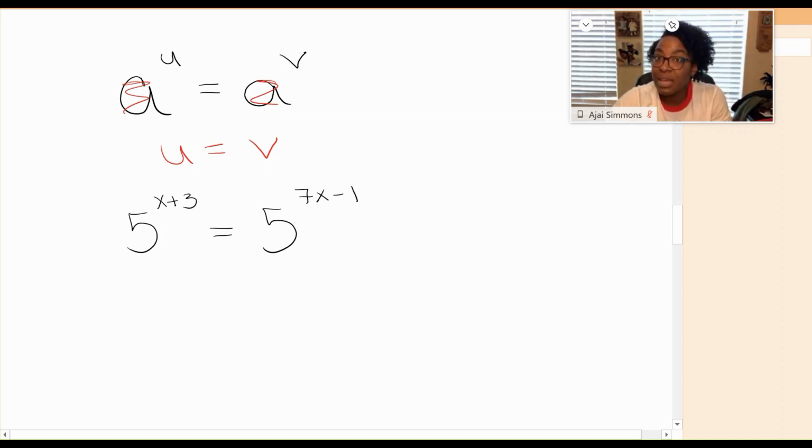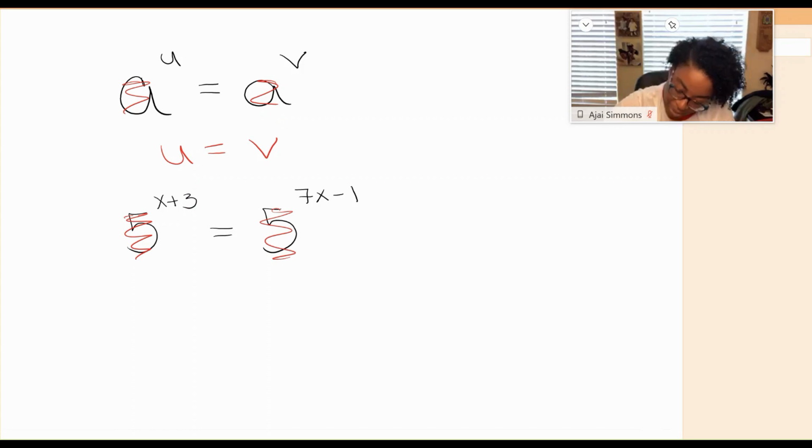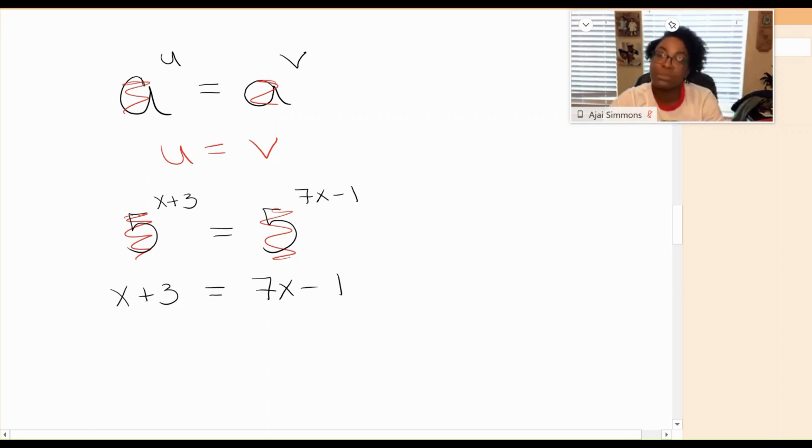The bases look the same, right? If the bases look the same, ignore the bases and just set the exponents equal to each other, and solve for x. Again, I'm going to trust that you're able to solve for x. If you don't know how to solve for x on this, let me know. But you would move the x over and then move the 1 and solve for x. Okay?